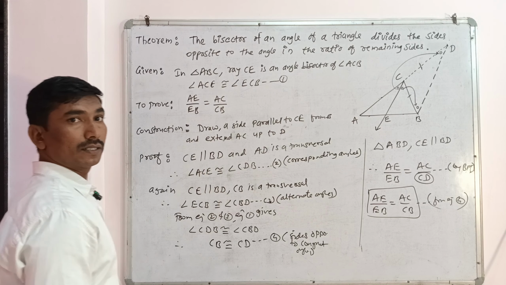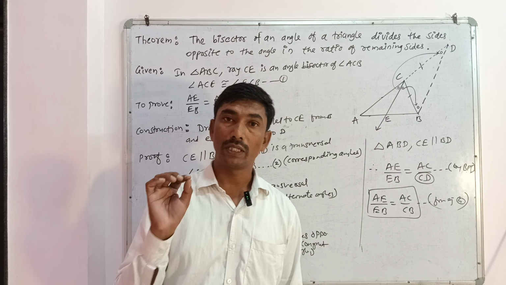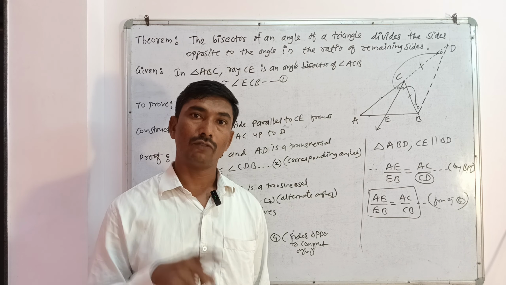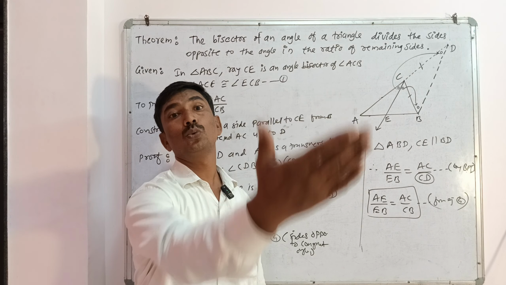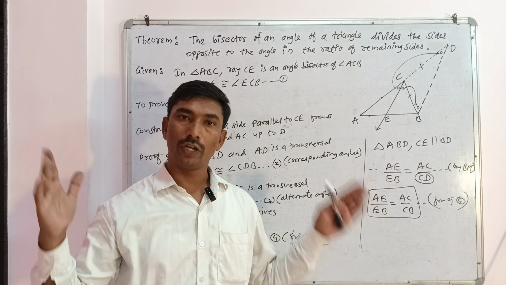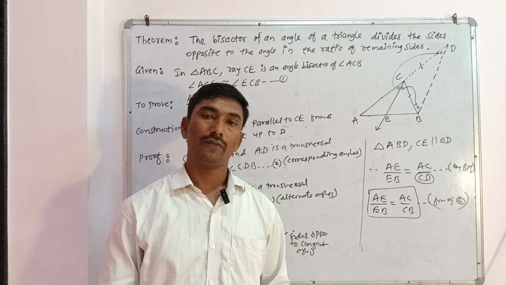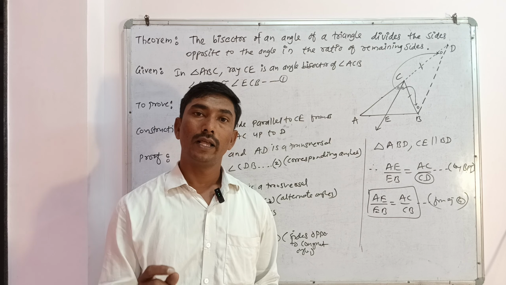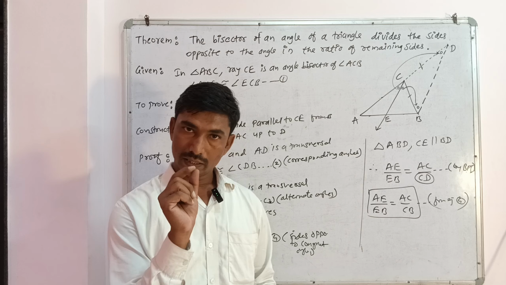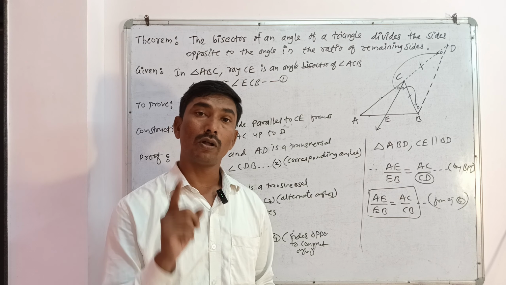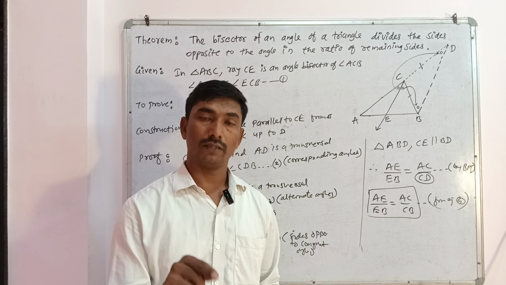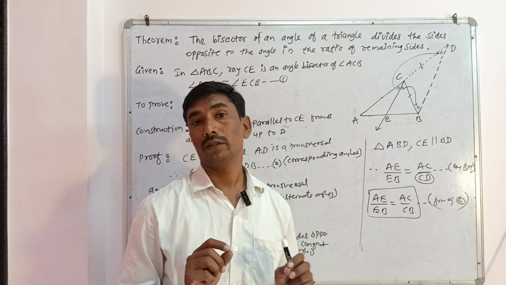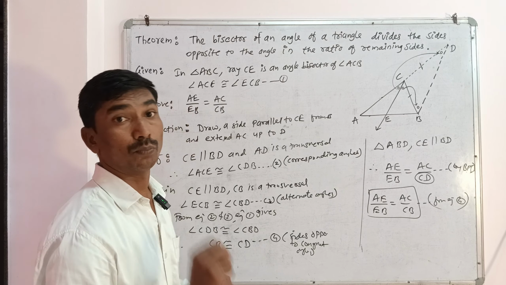Now how to remember this? Initially you have to remember the statement. What is the statement? The bisector of an angle of a triangle divides the side opposite to the angle in the ratio of the remaining two sides of the triangle. For that you have to take a diagram, you have to draw a bisector of any angle, and then you have to make a little construction, that you have to draw a side parallel to that bisector, so that you can use BPT in the proof, isn't it?